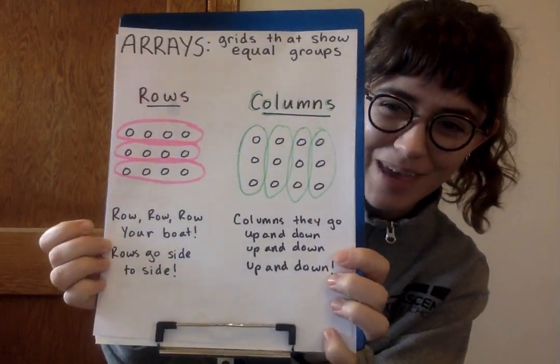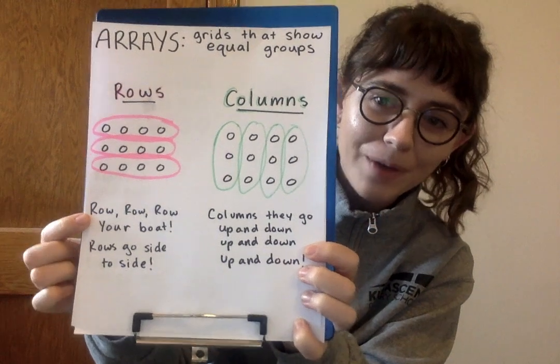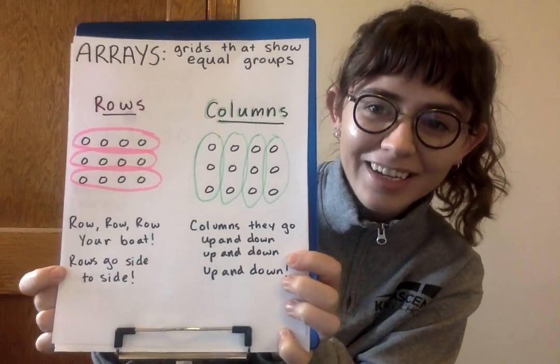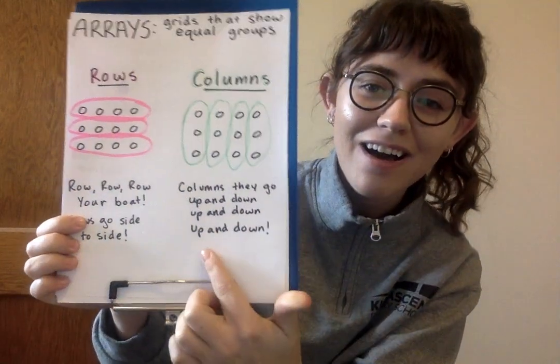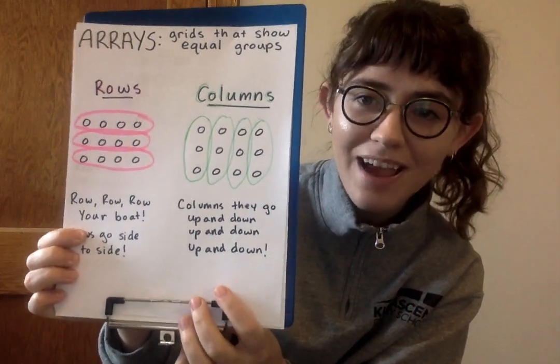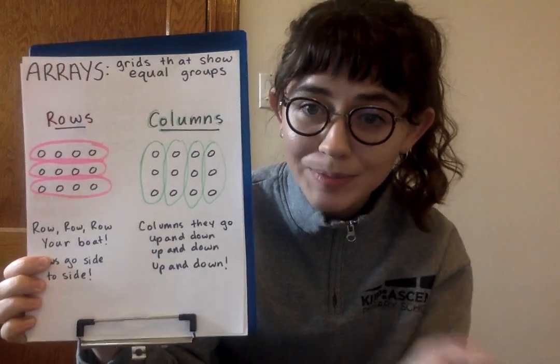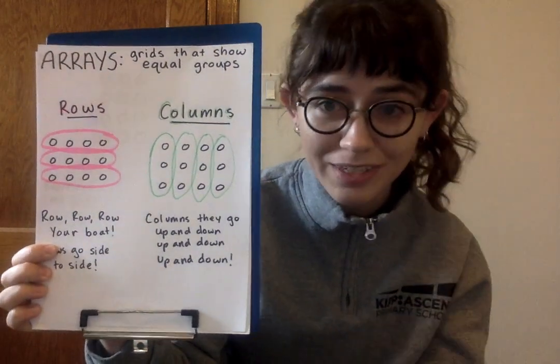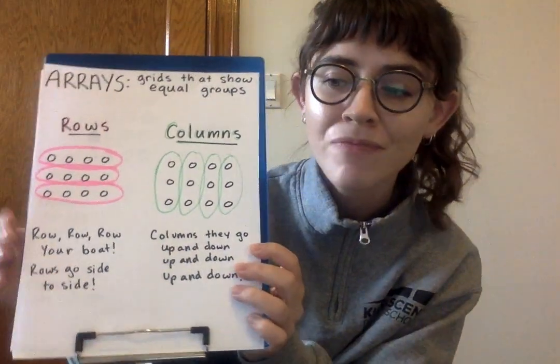Here we go. Sing it with me. Row, row, row your boat. Rows go side to side. Okay. And columns, they go up and down, up and down, up and down. So if you ever are working on a problem and you forget which way rows and columns go, just try singing that song to help you remember.